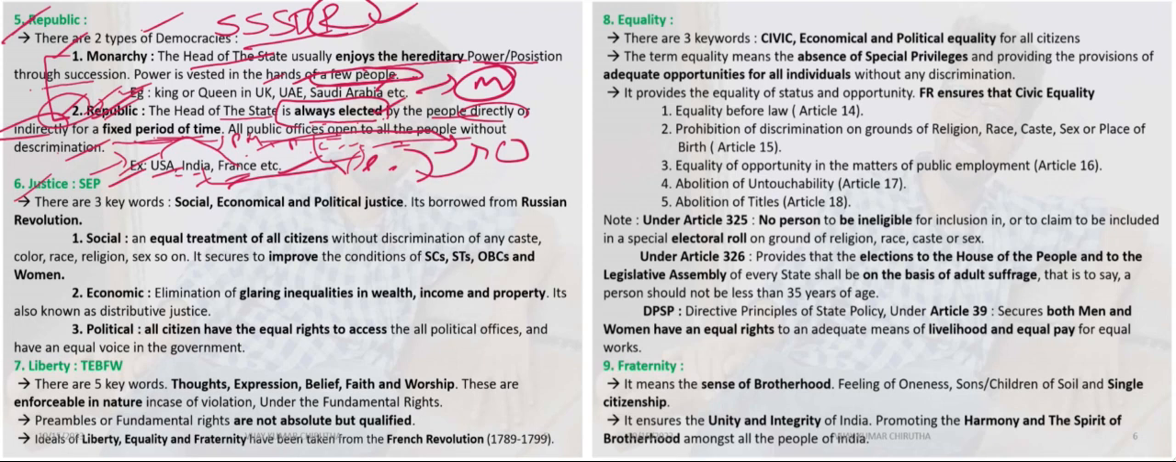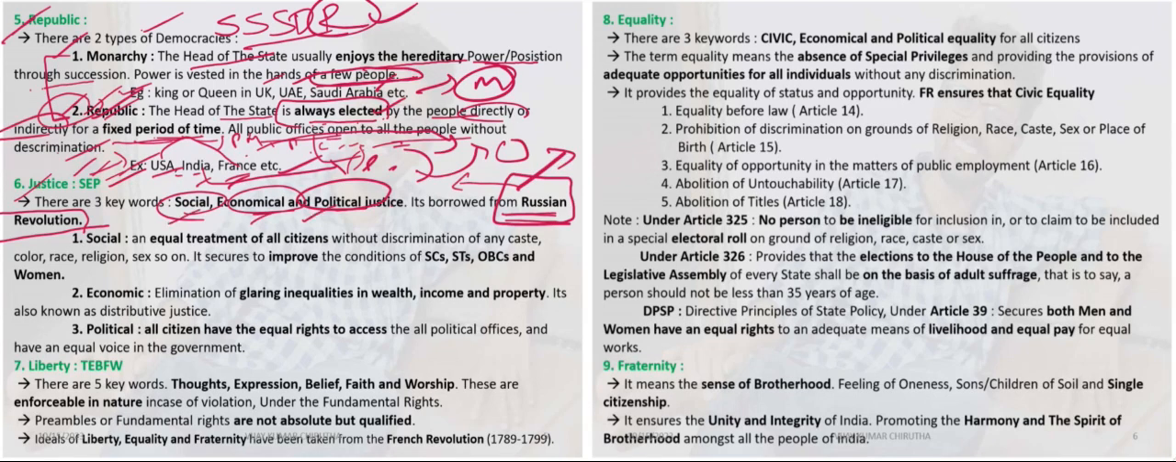Justice: we have three types of justice. One is social justice, economic justice, and political justice. The justice ideal is borrowed from the Russian Revolution. Remember this also. This is important for the preliminary exam, and it would be better to add it in the mains answer writing if you get any question related to justice. It is borrowed from the Russian Revolution.